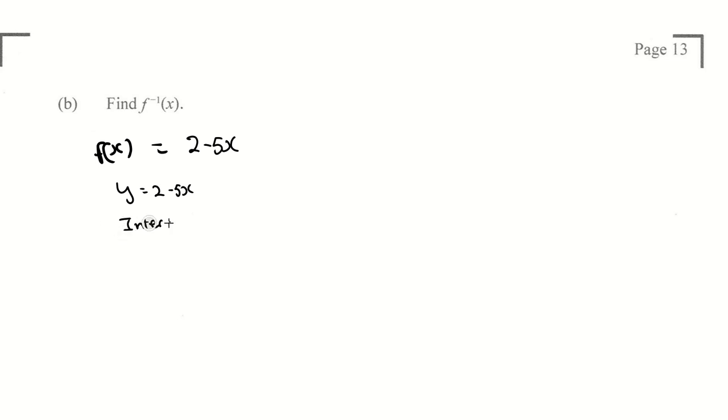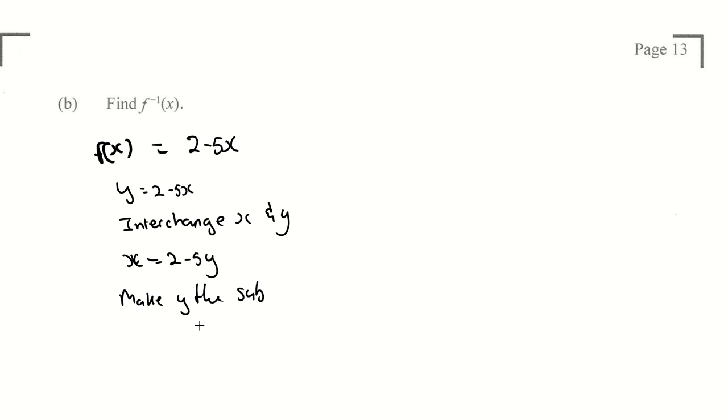Step 2, interchange x and y, which would be x is equal to 2 minus 5y. Then make y the subject. So again, go backwards from BODMAS. We always want our unknown to be positive, so I'm going to carry across, subtract 5y. So I'll have x plus 5y is equal to 2. Then you carry across the x, so you have 5y is equal to 2 minus x.